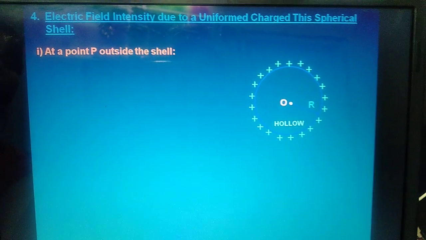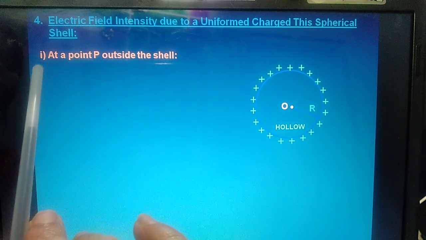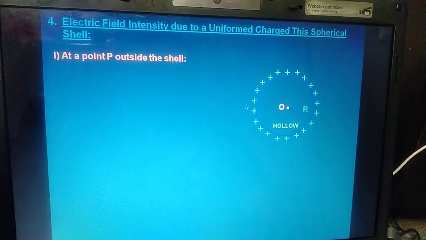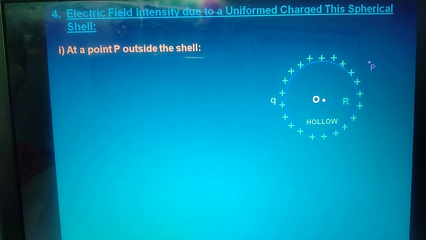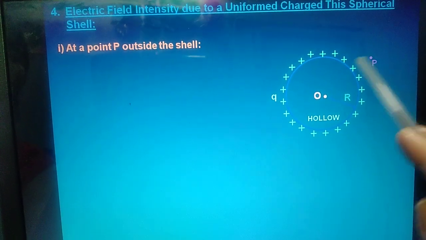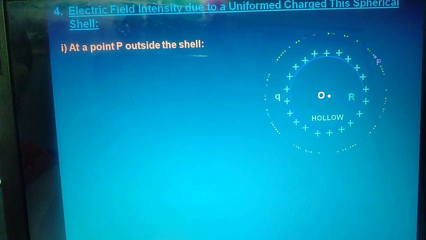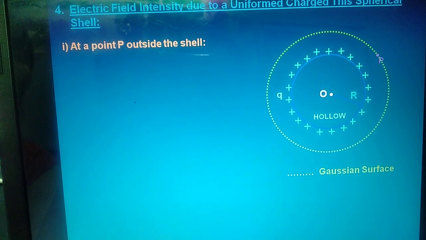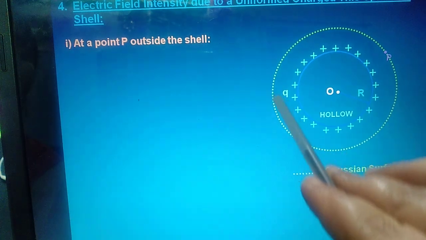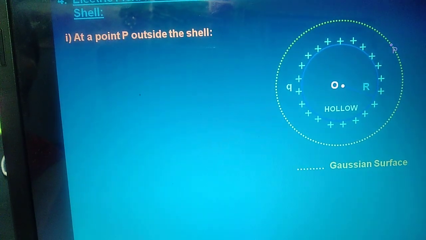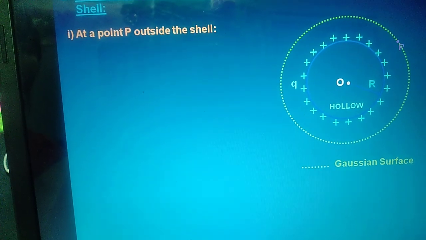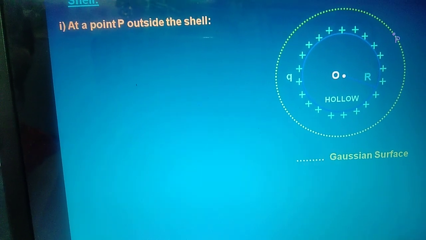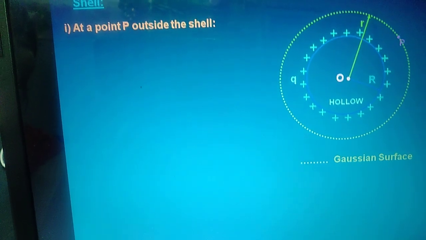Now the first case is a point P outside the shell. See here, this is Q, the charge distributed on the spherical shell. P is the point where the electric field is to be calculated due to all these charges, and we will draw a Gaussian surface. This is the spherical Gaussian surface which covers the spherical shell, and it has radius small r.